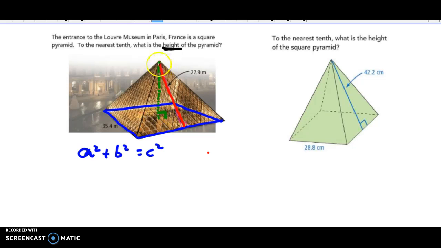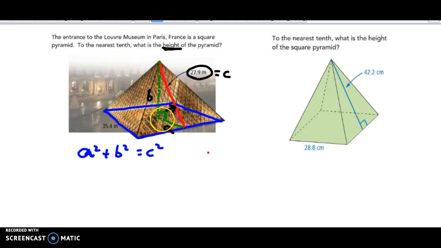So if I drop a string straight down into the center of this square base, that's going to form a right angle with the ground. So now you can see where we are going to get this right triangle. So the height is what I'm trying to find here, this value. So my C value is going to be the one that is across from my right angle. So this is my hypotenuse that we've highlighted in red, the slant height, this 27.9, that's my C. What I'm trying to find is the height of the whole pyramid. That's going to be my B, and this distance here is going to be my A value.